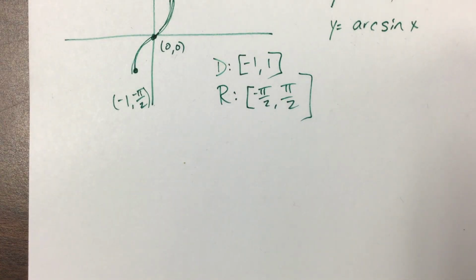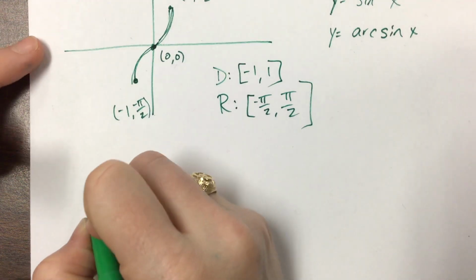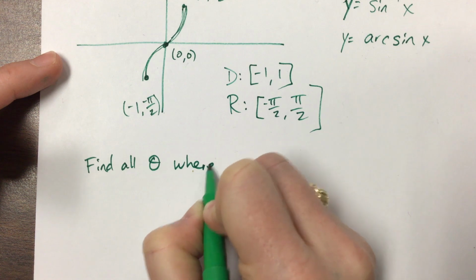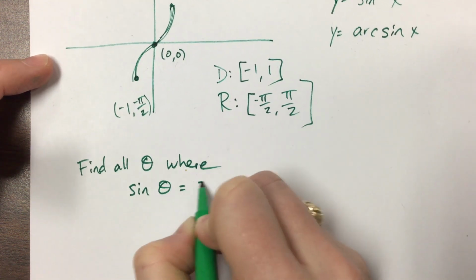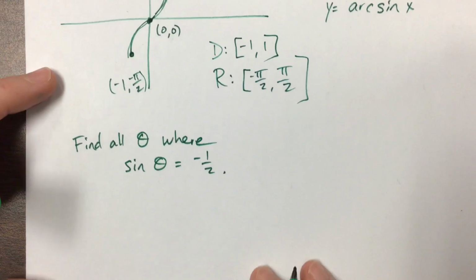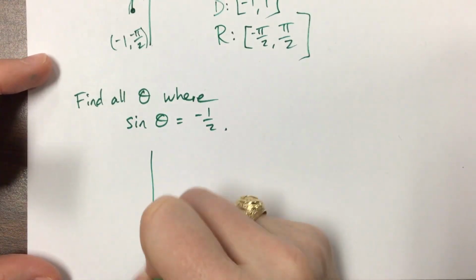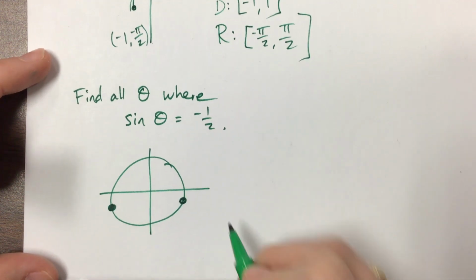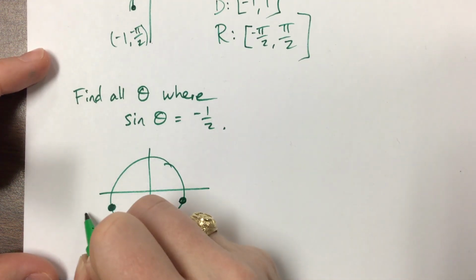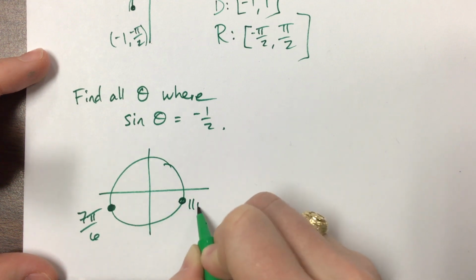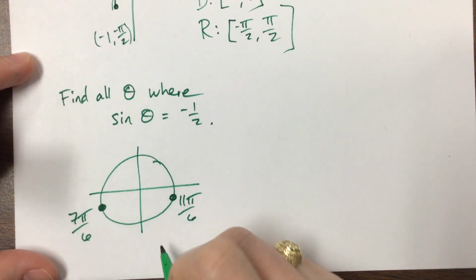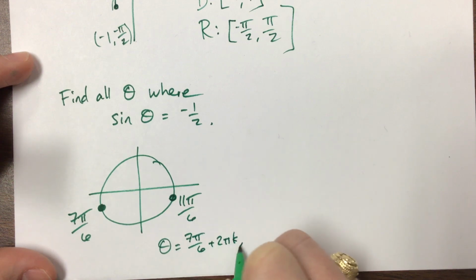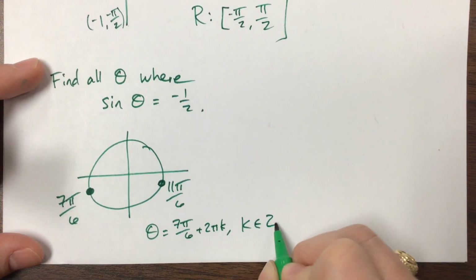Now, another thing that we might talk about is, in the past, I would ask questions like: find all theta where sine of theta equals, say, negative 1/2. And what we would have done in the past is say, okay, sine is the y value. It's negative 1/2 here and here. This is 7 pi over 6. This is 11 pi over 6. And so to find all of them, we want to say theta is equal to 7 pi over 6 plus 2 pi k, where k has to be an integer.